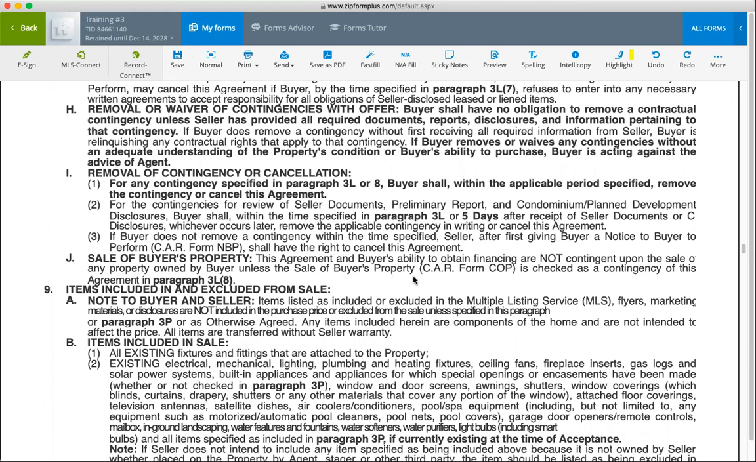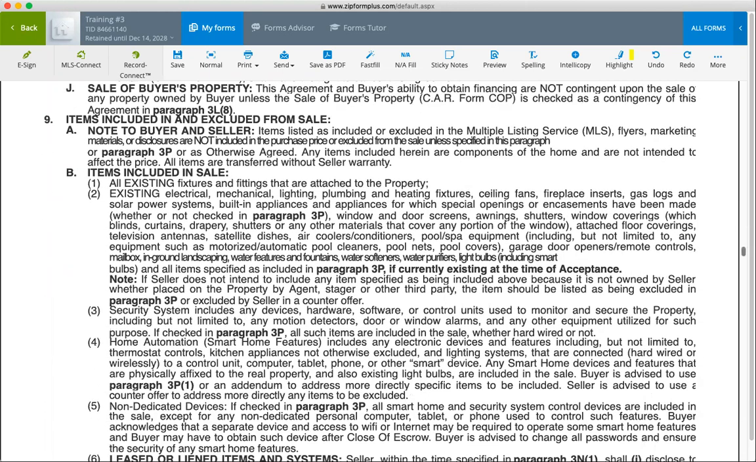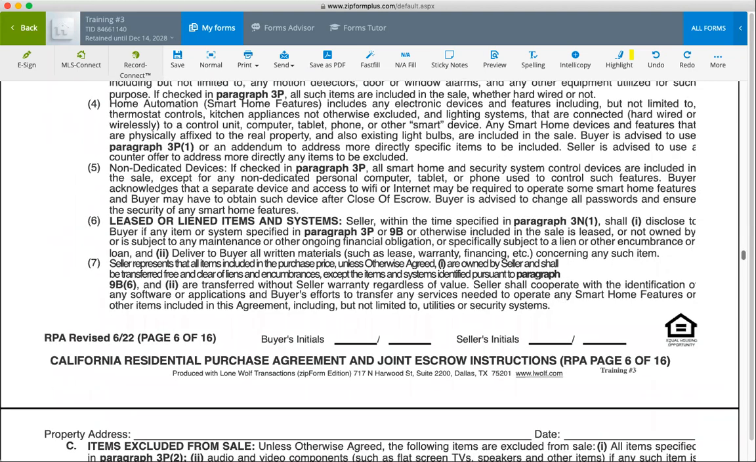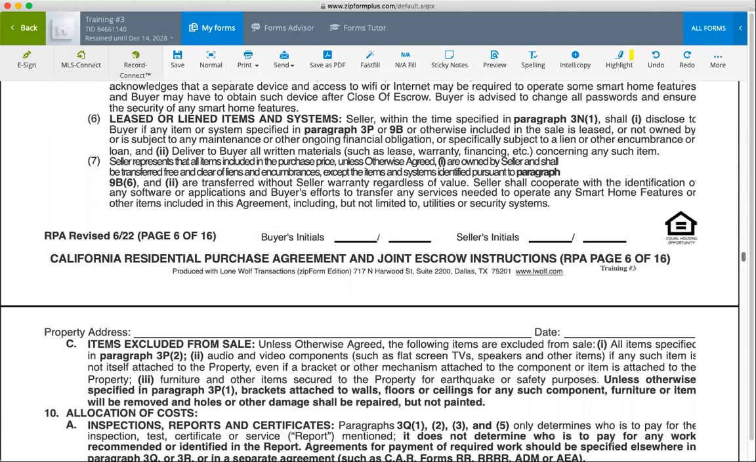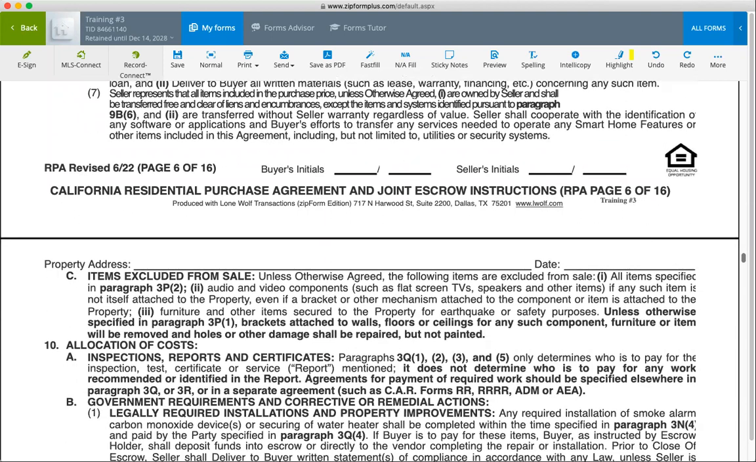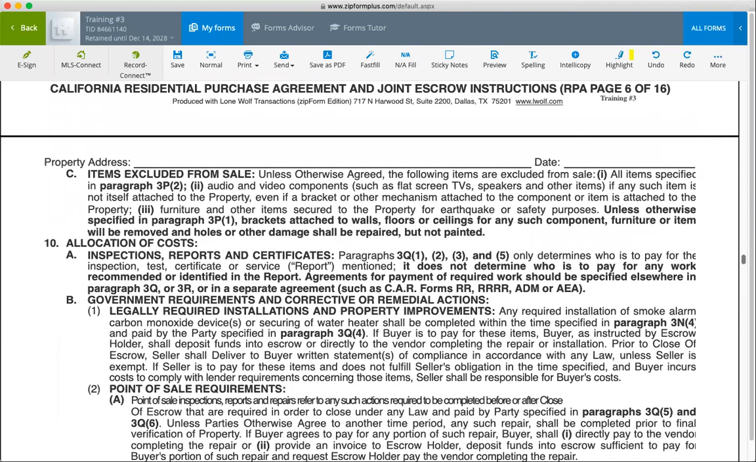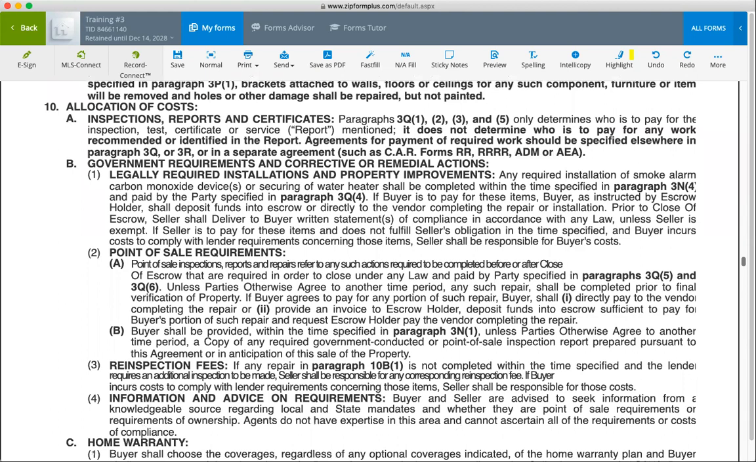The sale of the buyer's property, we talked about in the COP form. And then items included and excluded from the sale. It gets into a lot of detail about those items. So read and understand that. Talks about the items excluded, and then it goes into the allocation of costs. So you can see how this is following the grid down. It's a very logical process.